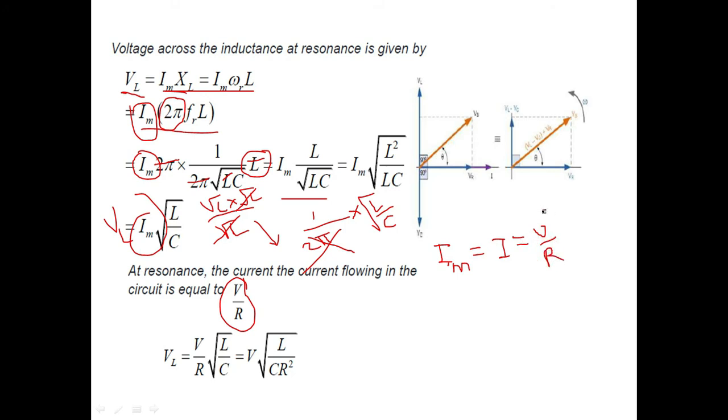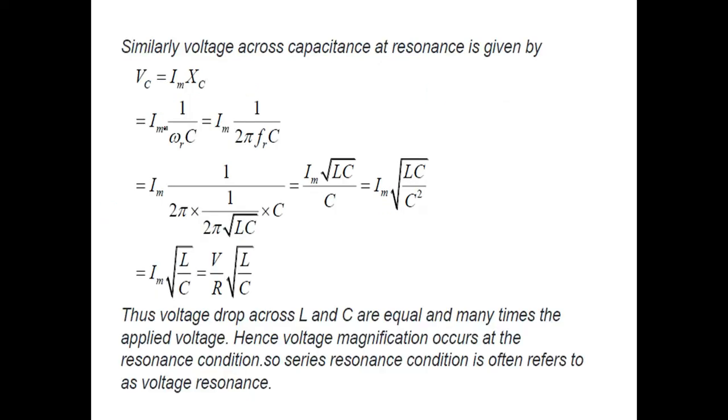For that equation, I_m is equal to V upon R, and this value will be substituted here. Hence V_L is equal to V upon R into root of L upon C. This R will go inside the root, and it becomes R square. Therefore V_L is equal to V into root of L upon C R square. In this way we find the voltage drop across the inductor at resonance.